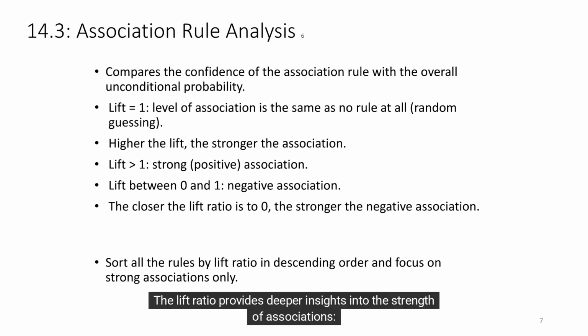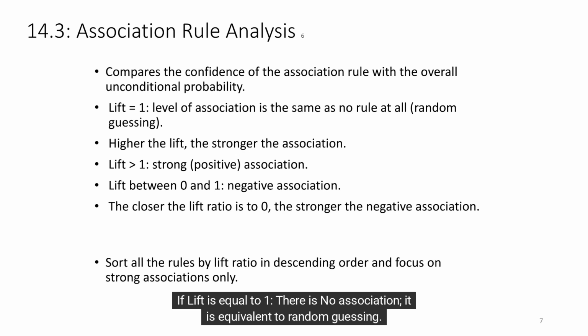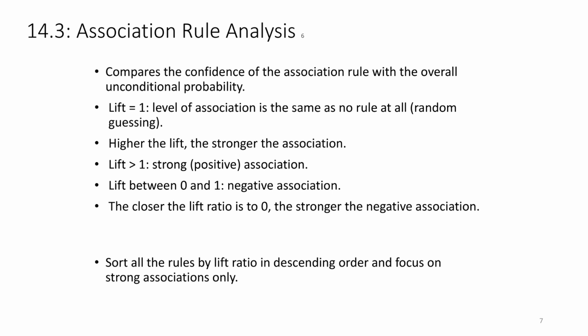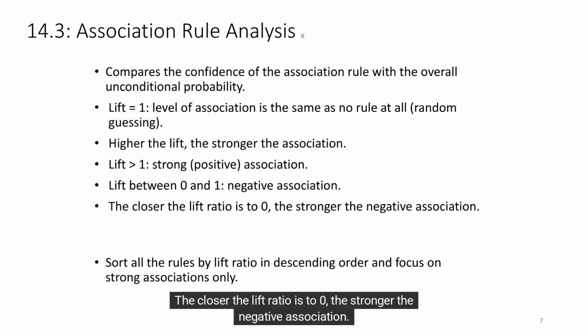The lift ratio provides deeper insights into the strength of associations. If lift is equal to 1, there is no association, it is equivalent to random guessing. If lift is greater than 1, there is a strong positive association. If lift is less than 1, there is a negative association. The closer the lift ratio is to 0, the stronger the negative association. Sorting rules by descending lift ratios helps focus on the strongest associations.